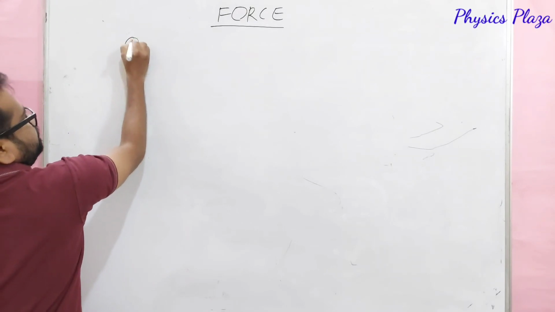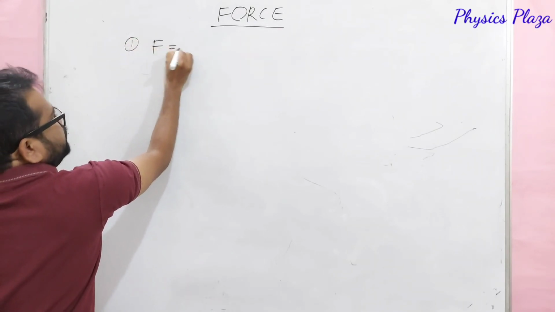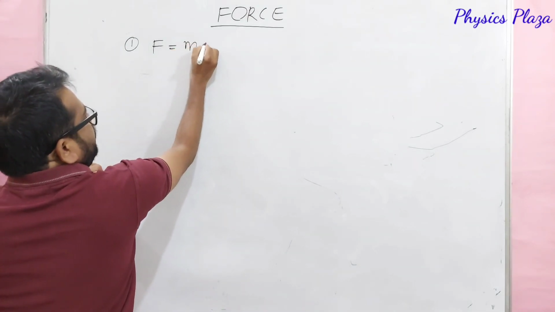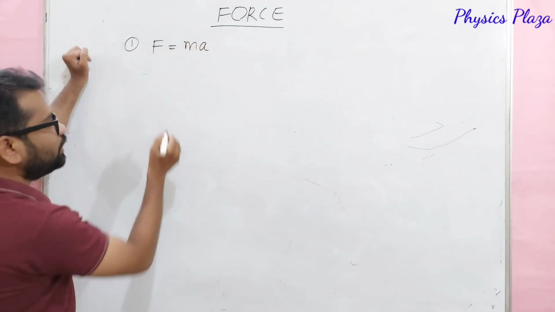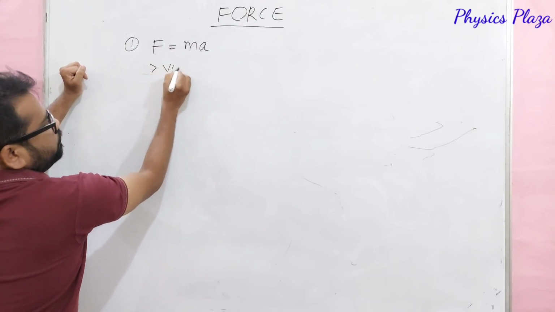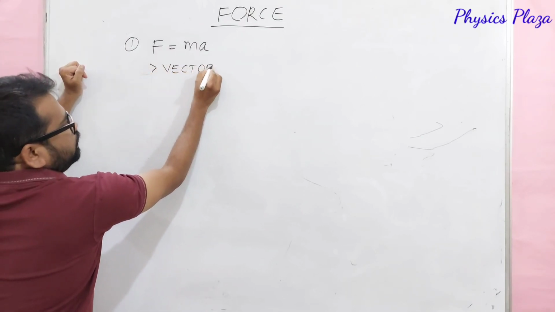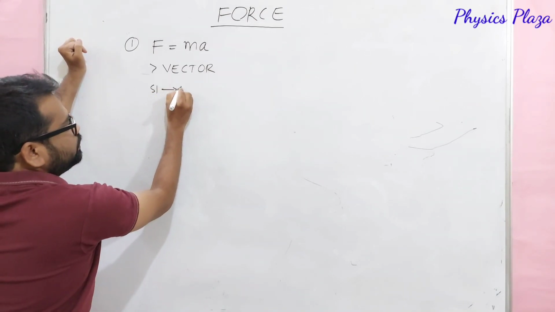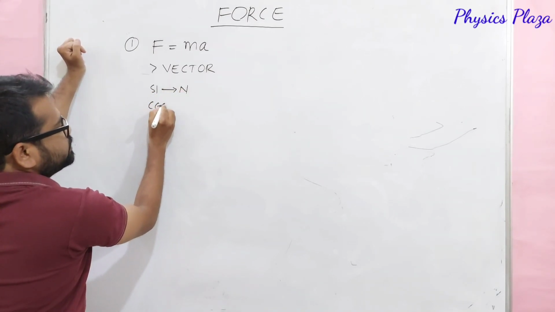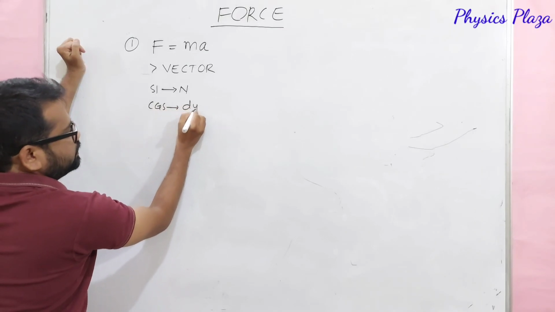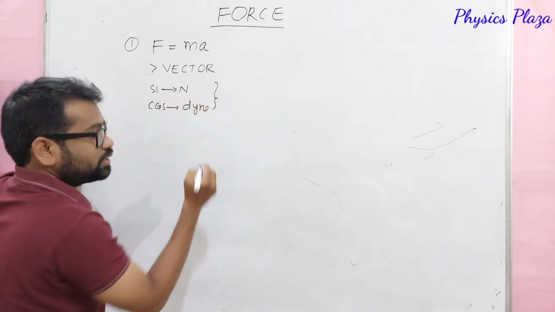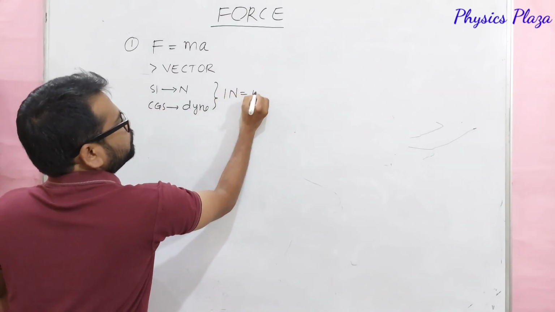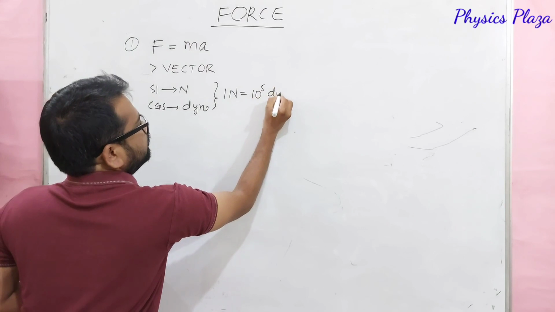The first quantity in this chapter is force. Children, according to Newton's second law of motion, we know that F is equal to ma, and it is a vector quantity. Its SI unit is Newton and its CGS unit is dyne. How they are related to each other is very important: 1 Newton is equal to 10 to the power of 5 dynes.